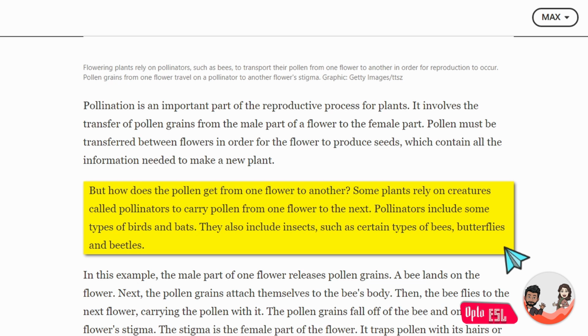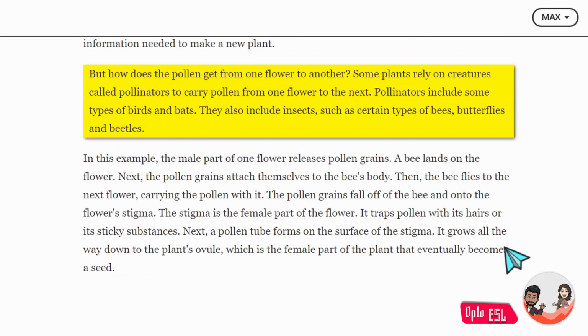But how does the pollen get from one flower to another? Some plants rely on creatures called pollinators to carry pollen from one flower to the next. Pollinators include some types of birds and bats. They also include insects such as certain types of bees, butterflies, and beetles.